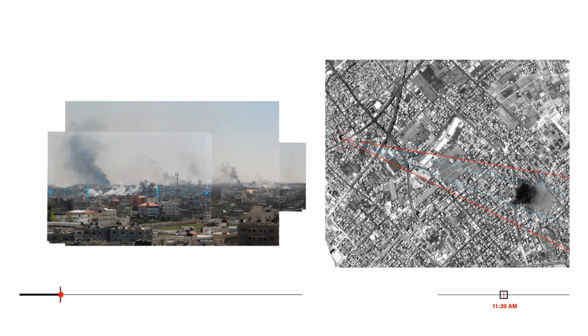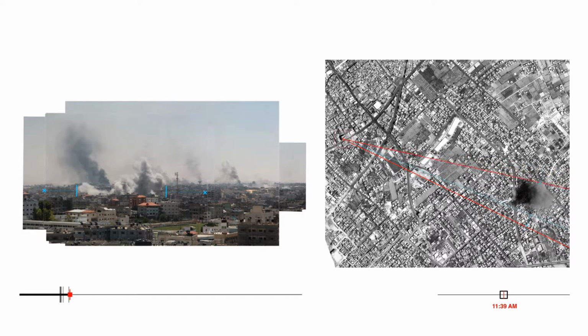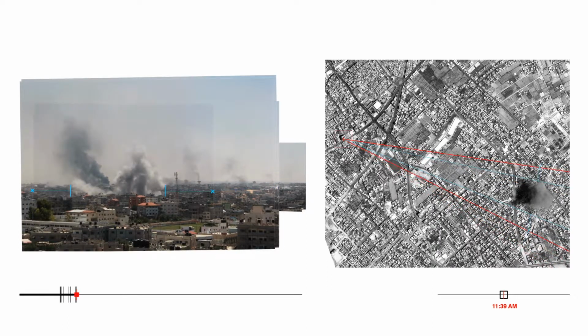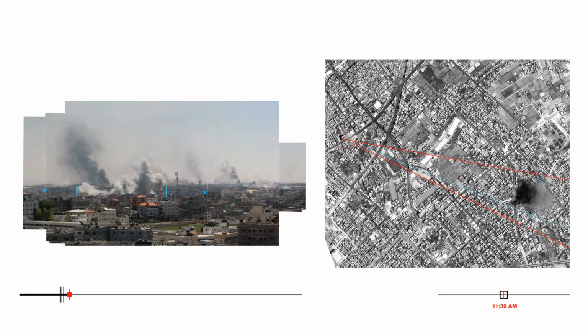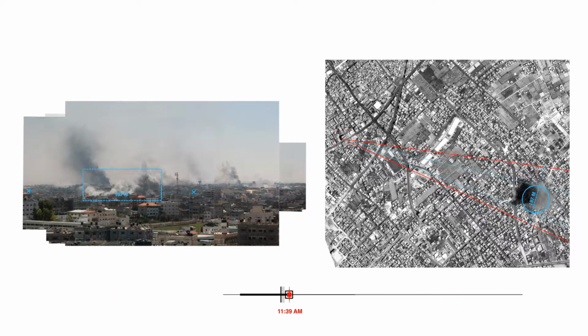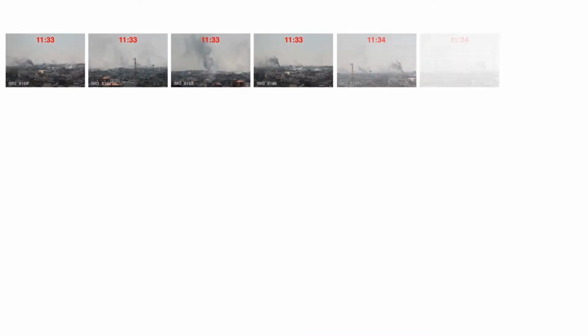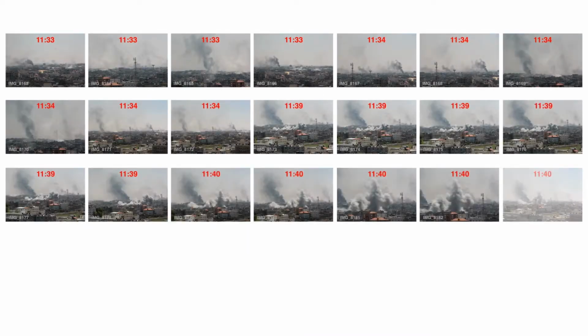We measure the size of the plume as it morphs in the photographs to find the closest frame to match the plume in the satellite image. Knowing that the satellite image was taken at 11:39 a.m., we can therefore anchor the ground images accordingly.